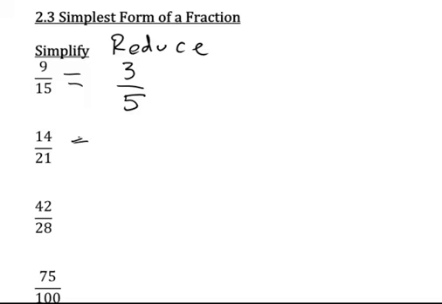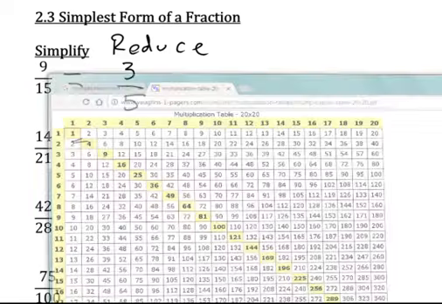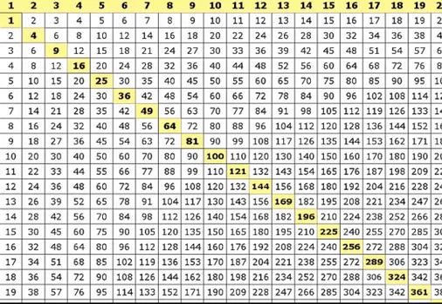Now if you're having trouble with something like this, trying to figure out what numbers go both into 14 and 21, what you can do is look at your multiplication table. Here it is. And what I like to do is look either at a row going up and down, or a row going left and right. Now I want you to notice right here, there's 14 and there's 21. They're both divisible by 7.